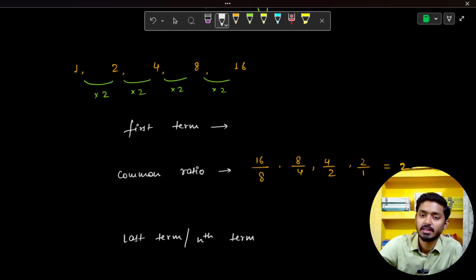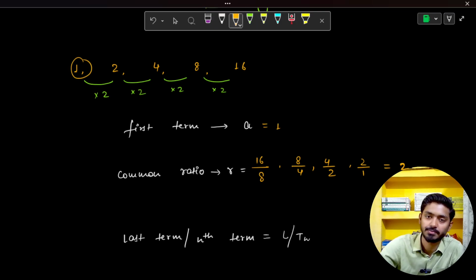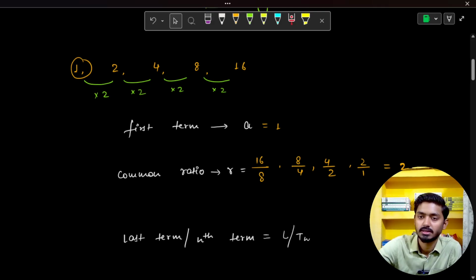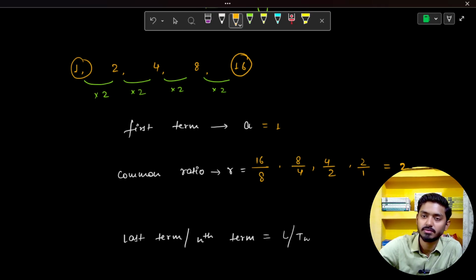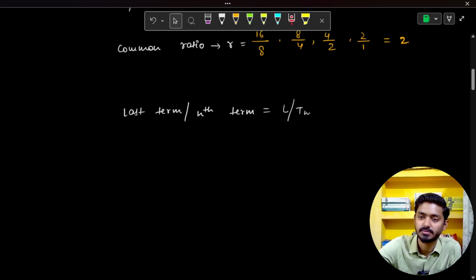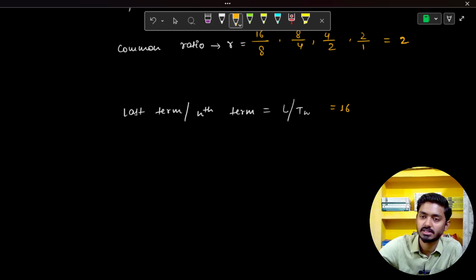As we have learned in arithmetic progression, the first term is represented as a. The common ratio would be represented by r, right? The last term or nth term is represented by L or Tn respectively. We learned how to find r, that is the common ratio. The first term, that is very clear, is 1, right? And as you can very clearly see, the last term or the nth term is 16, right?